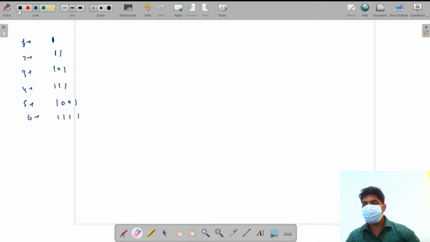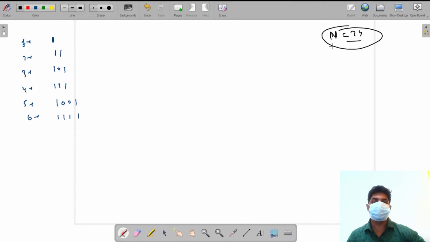Suppose some value is given to us, n equals 24, and we directly try to solve how to get the 24th number whose binary representation is a palindrome. It will be a little difficult. Thinking in this direction and finding patterns would be difficult. So what we can do is think of this in a slightly different way.